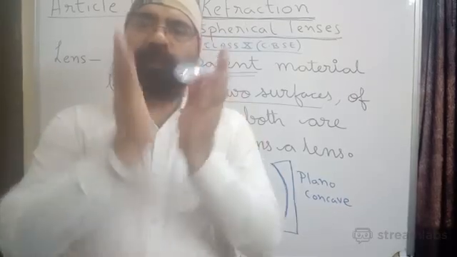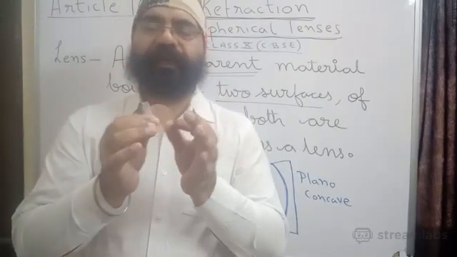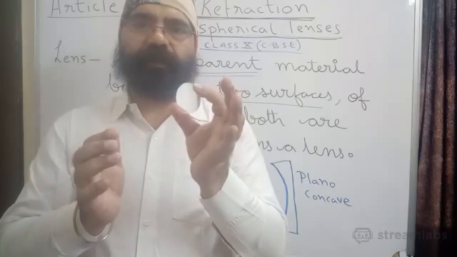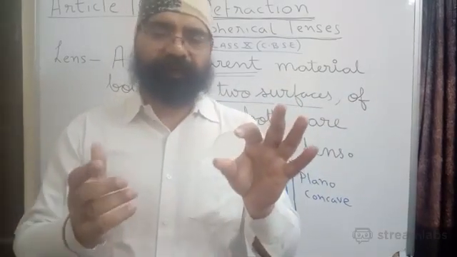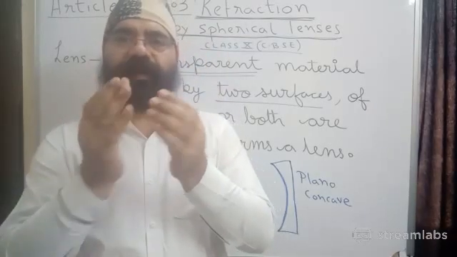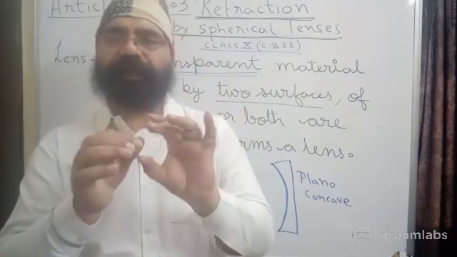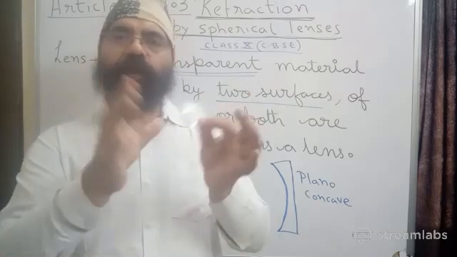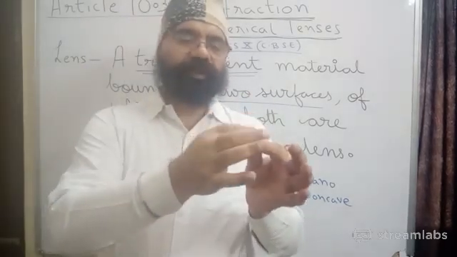Got it? If both the sides are spherical, then it is a biconvex. Okay, or I simply call it convex lens. Clear to everyone? If both the sides are bulging out, okay, then I call it a biconvex, or I simply call it a convex lens. And how do I make it out? By touching. I just touch it.